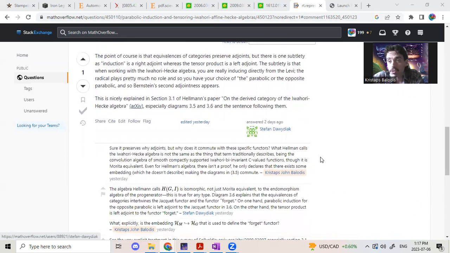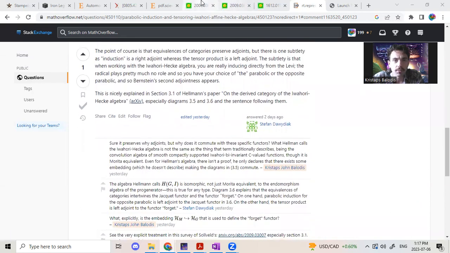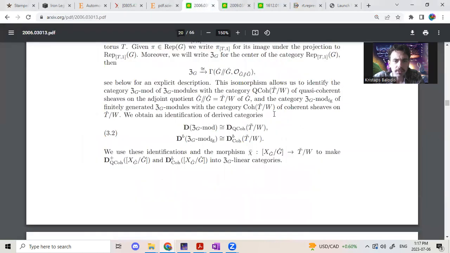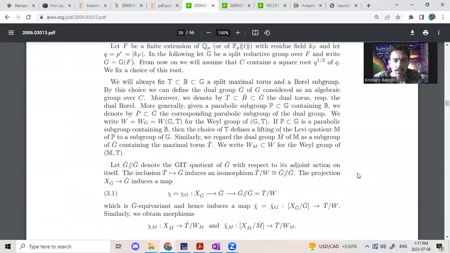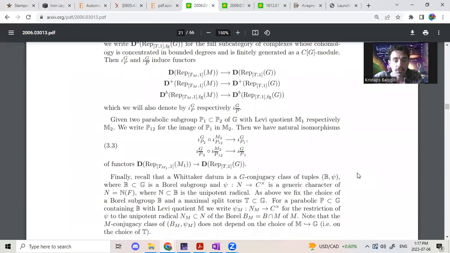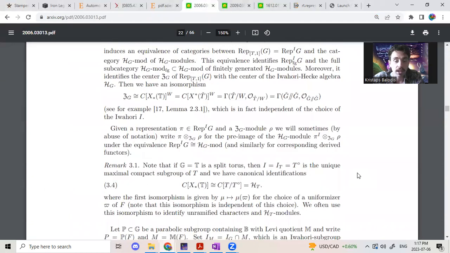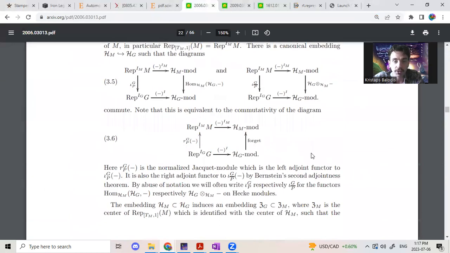So they point out this paper of Hellmann, which I think, do I have open here? Yeah, and where's that diagram? So they mentioned that this question I have follows from a diagram of Hellmann, and actually I think this would be a slick argument. So that one, or an easier argument, is to actually approach it by showing this commutativity where we actually use the Jacquet functor and the forgetful functor, right?